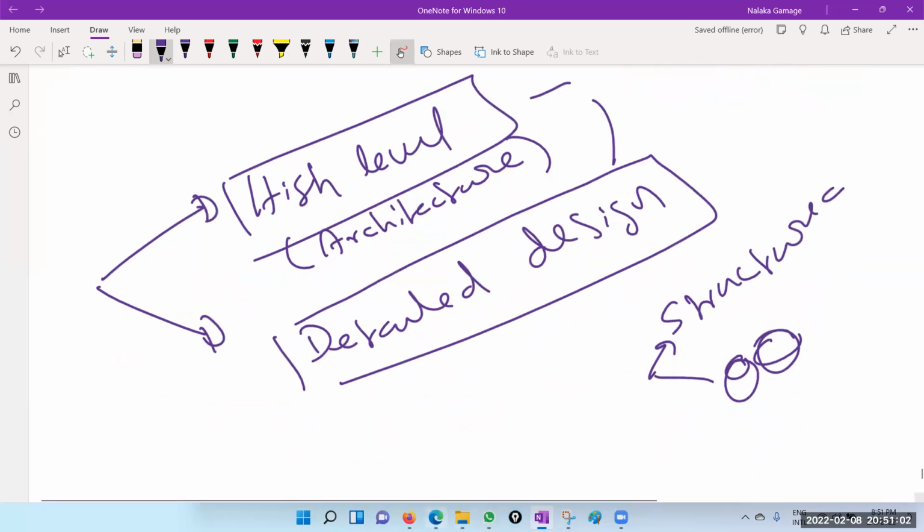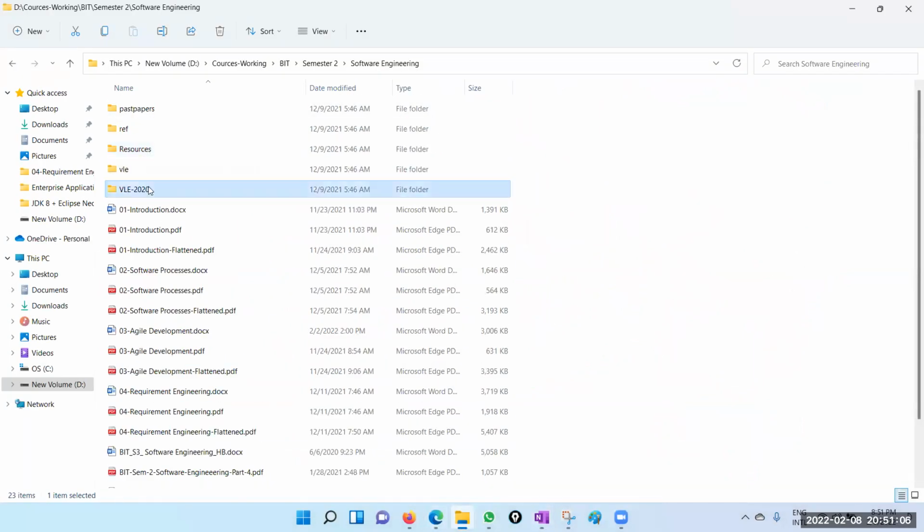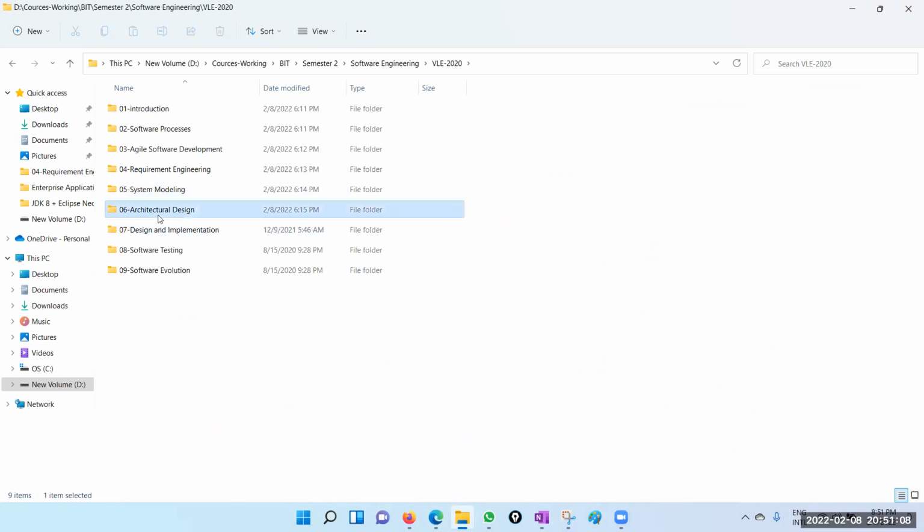So in your syllabus, it's a very strange way they have structured it. They have taken architectural design to the third level. I don't know any reason why, because architectural design is something we do first, before even anything else. So therefore I'm going to discuss this first.